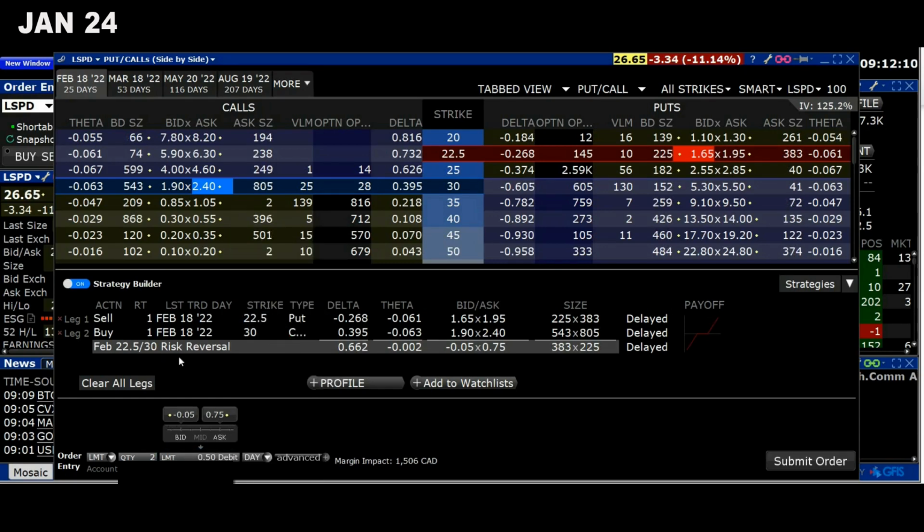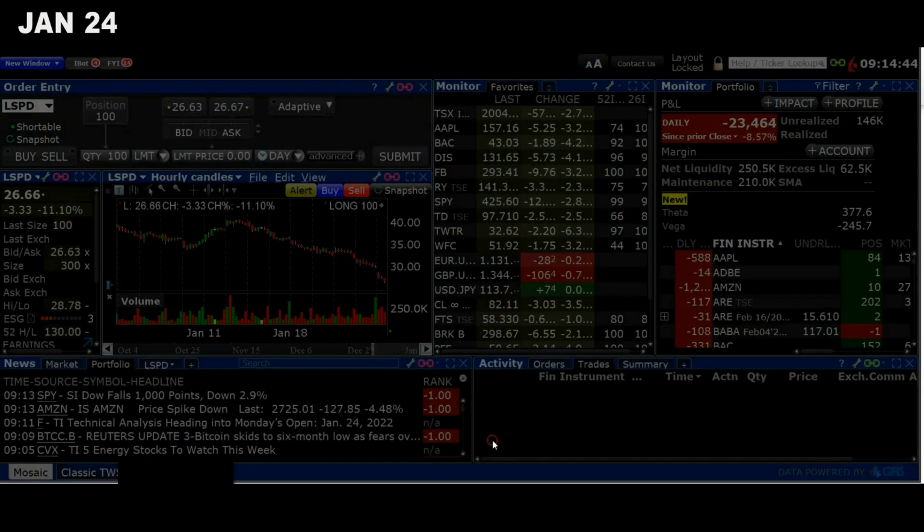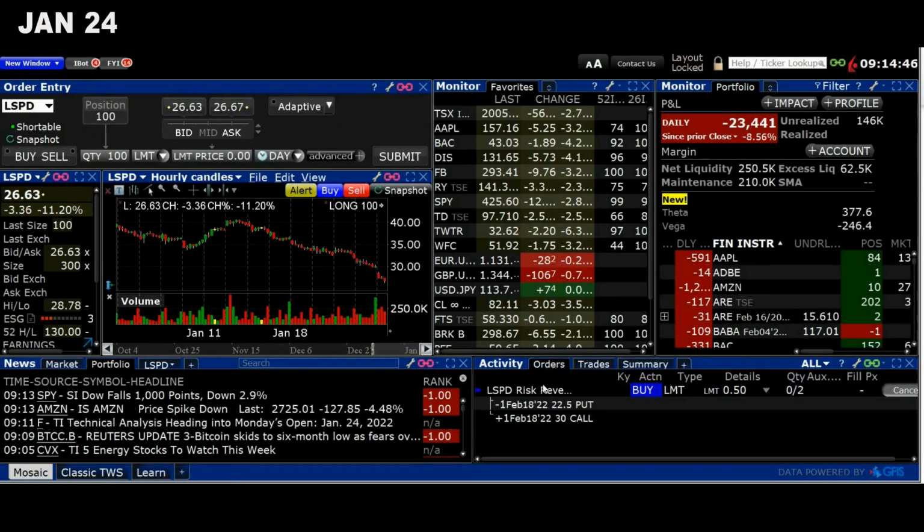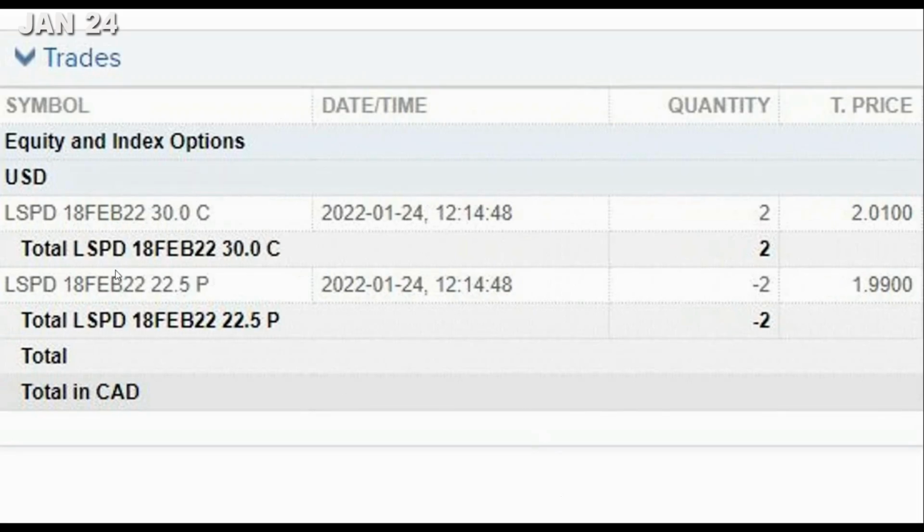So IB is telling me I'm doing a 22.5 and 30 risk reversal. And here is what the payoff graph looks like. So I'm going to submit that entry and it's going to go Order in here. Partially filled. All right, so this is essentially what we have.